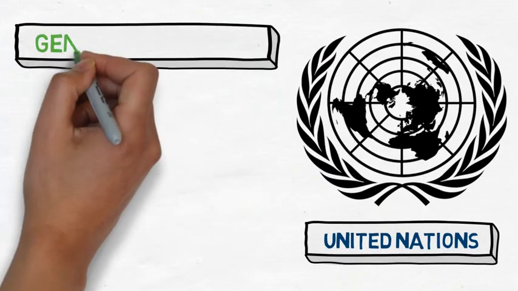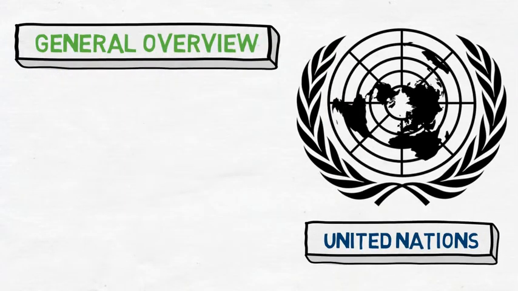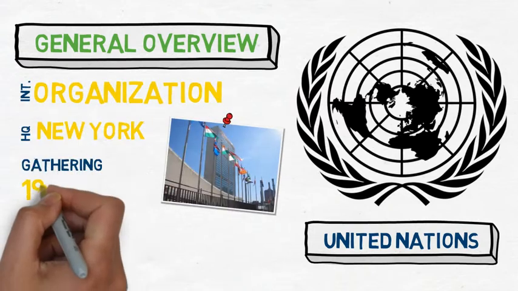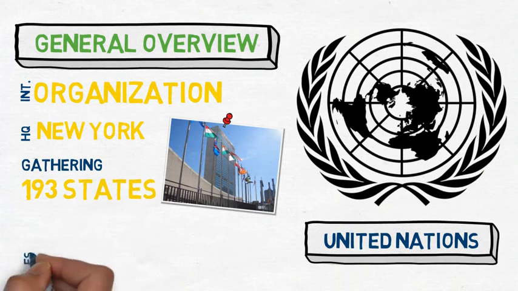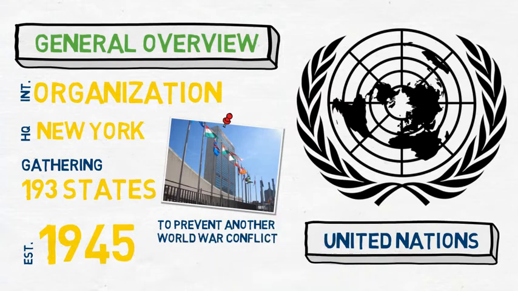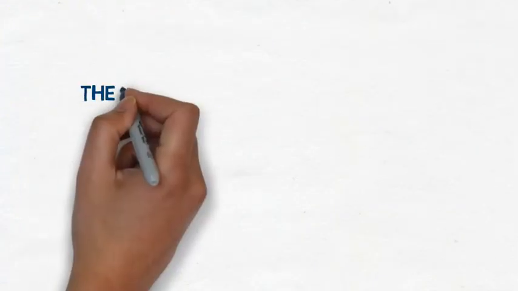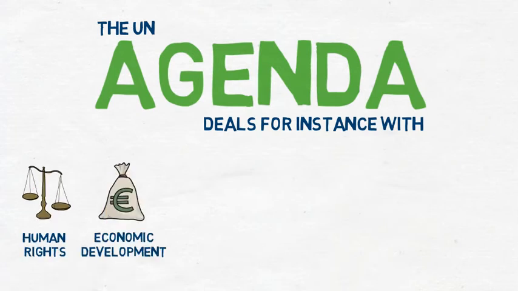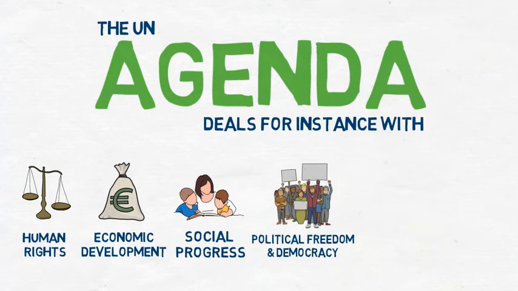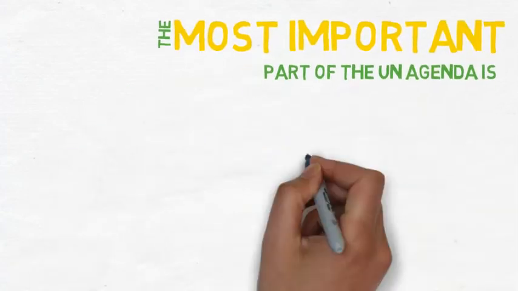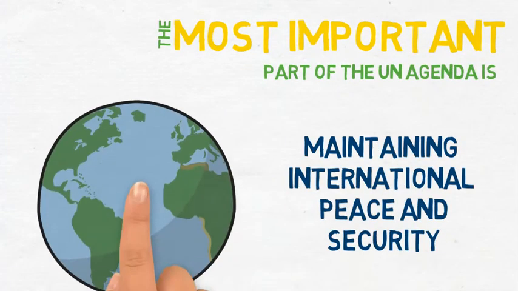First, let's start with a general overview of the United Nations. The UN is an international organization headquartered in New York, and it gathers 193 states. It was established after the Second World War in 1945 with the primary purpose to prevent another world war conflict. The agenda of the UN deals, for instance, with promoting human rights, economic development, fostering social progress, political freedom and democracy, providing humanitarian aid, or dealing with matters of culture. However, the most important part of the agenda is maintaining international peace and security.